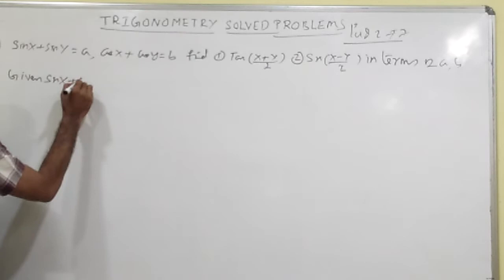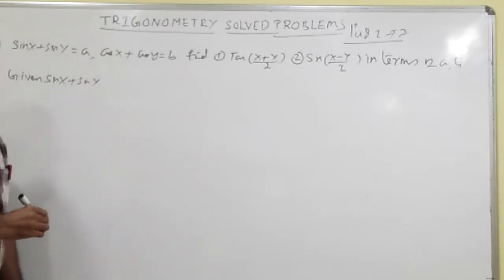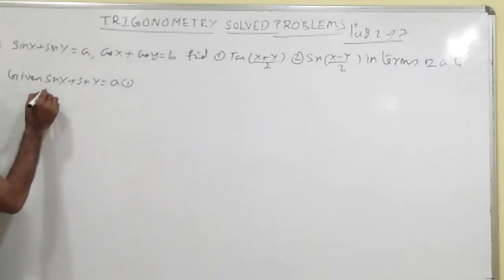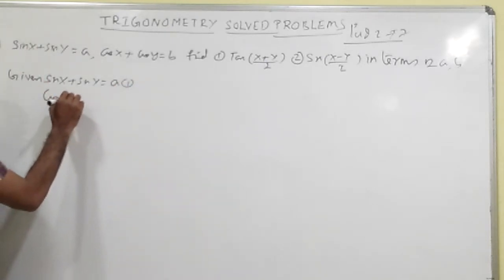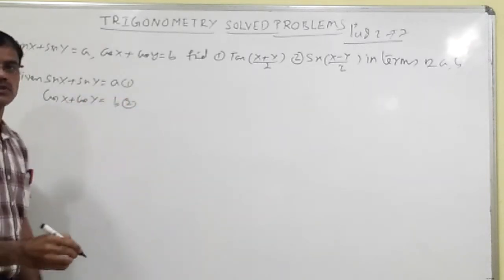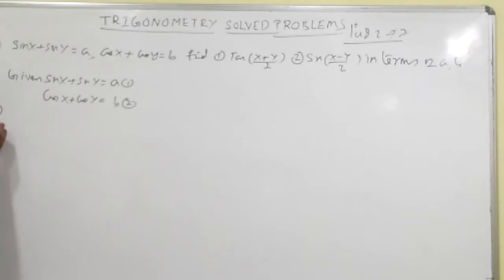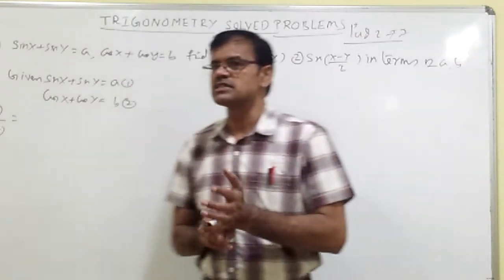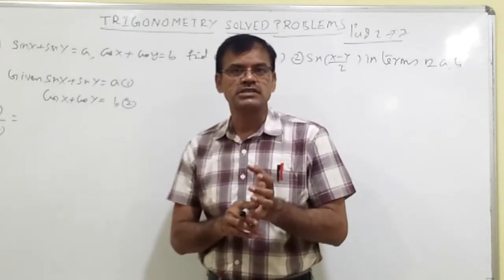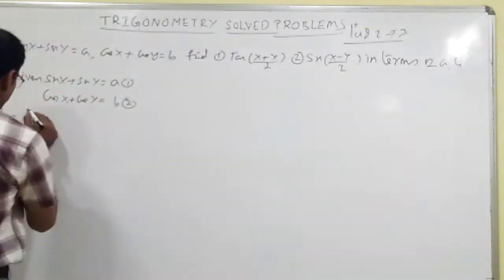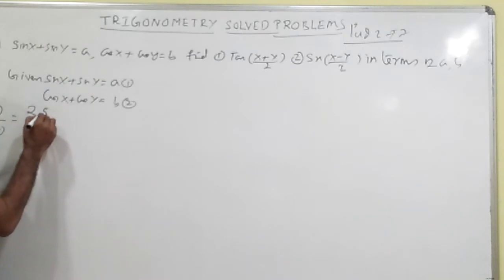Given sin x plus sin y is equal to a, let it be the first equation, and cos x plus cos y is equal to b, this is the second equation. Now divide the first equation by the second equation. What is the formula of sin c plus sin d? In the transformations chapter we discussed that sin c plus sin d is 2 sin of (c plus d) by 2 into cos of (c minus d) by 2. You need to remember the formula.